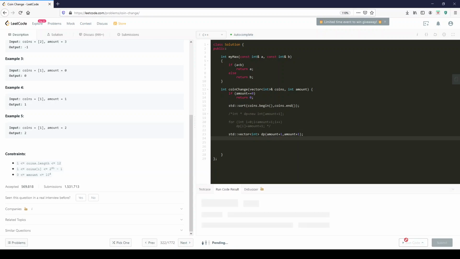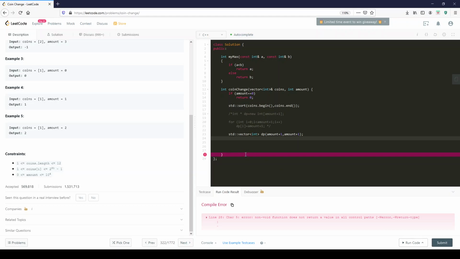Let's check that. Let's just run the code. Okay, yeah, that actually works. So it's just telling us that it didn't return anything, which is something here. In fact, let's return something.